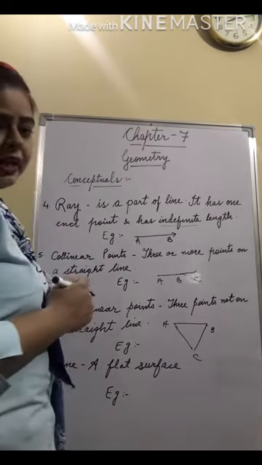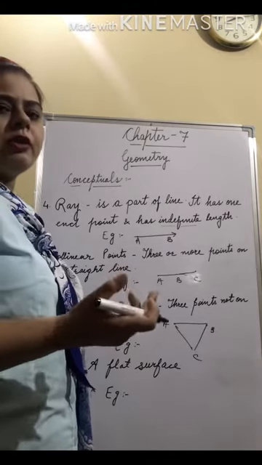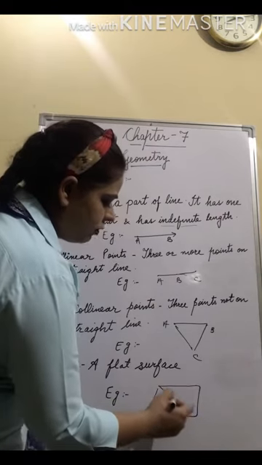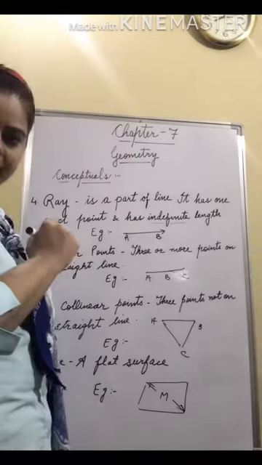Now next is plane. Plane means flat surface. You can take as an example the surface of a table. So it is just a flat surface of a table. So this is a plane.